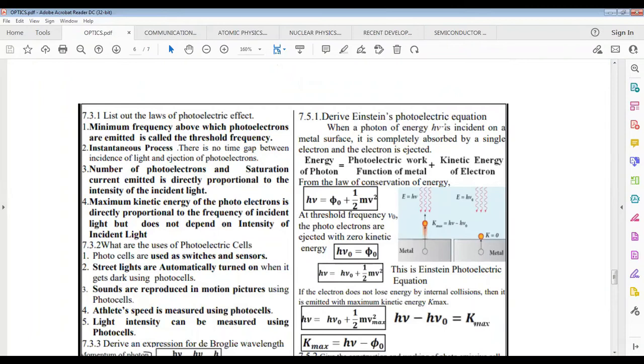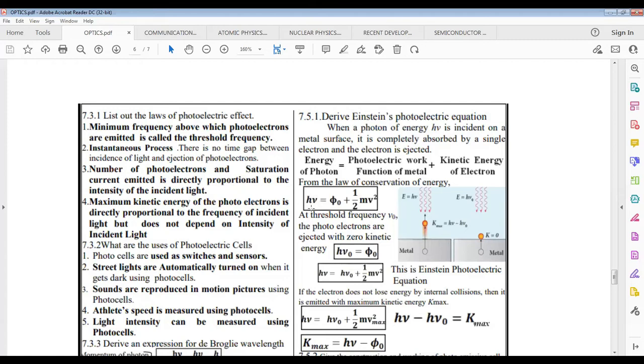When a photon of high energy h nu, whose frequency is nu, is incident on a metal surface, this energy is absorbed by the metal surface. A part of the energy is used to knock out the electron, and the remaining energy is given as kinetic energy to the electron, so that the electron gains this kinetic energy and travels. The energy required to knock out the electron is called the photoelectric work function, and the remaining energy is taken as kinetic energy. With this energy, the electron moves.